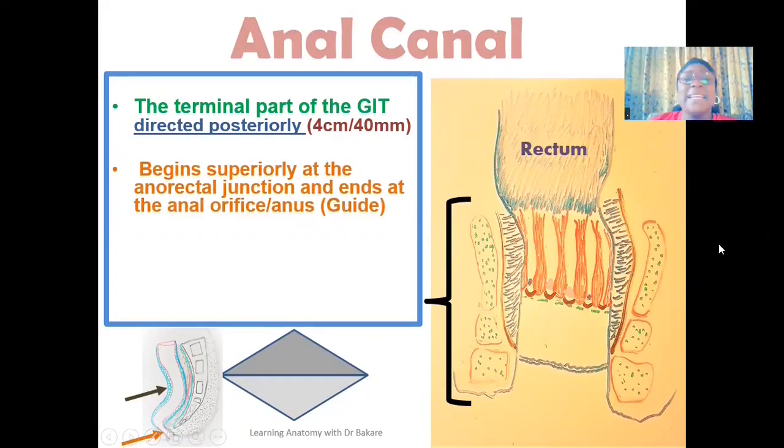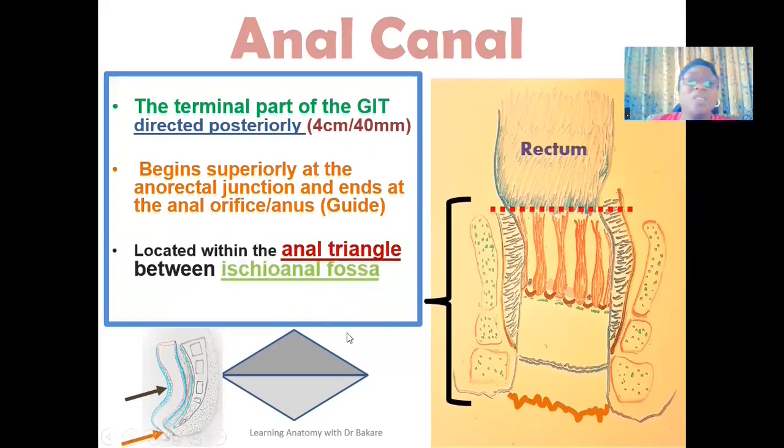So we can say that the anal canal begins superiorly at the anorectal junction. This is the anorectal junction here marked in red. We already said that it's a junction that is created between the rectum and the anal canal. And inferiorly, it is limited by the anal orifice or the anus. And this is like a guide of the anal canal.